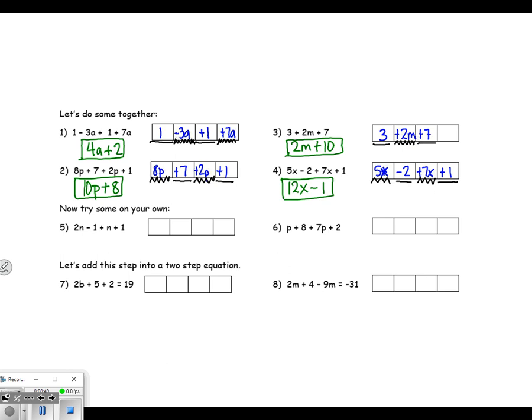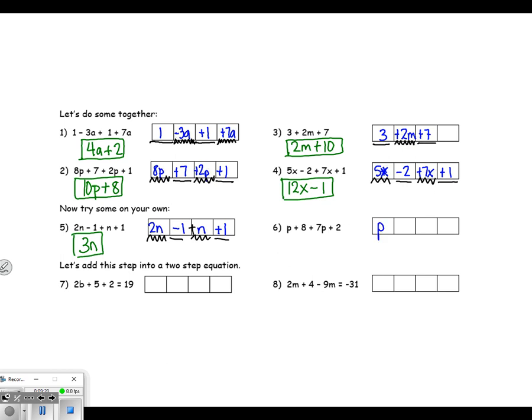Okay, here we are to check these expressions. So I got 2n minus 1 and n plus 1. Variable, variable, constant, constant. 2n plus n, should put a plus there, is 3n. And negative 1 plus 1 is 0. So that's just 3n. Sometimes they work out like that.